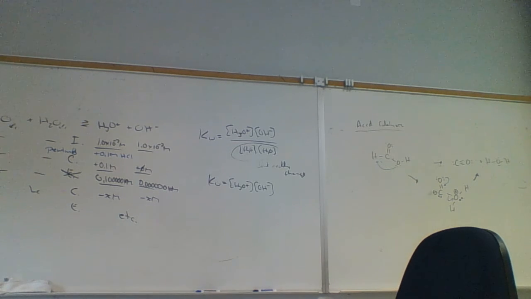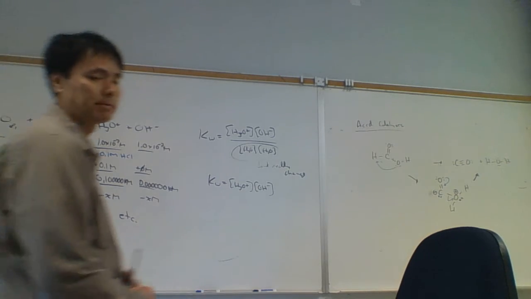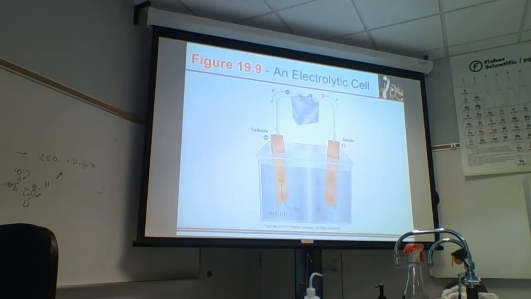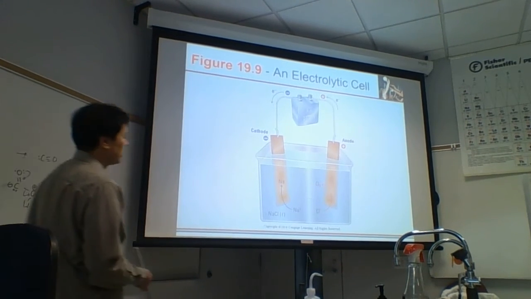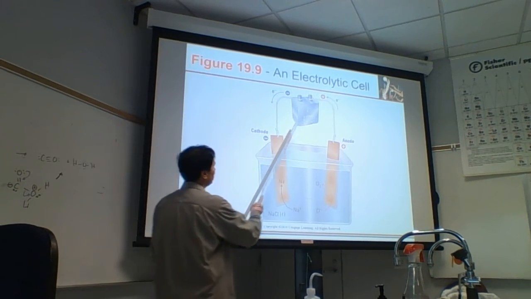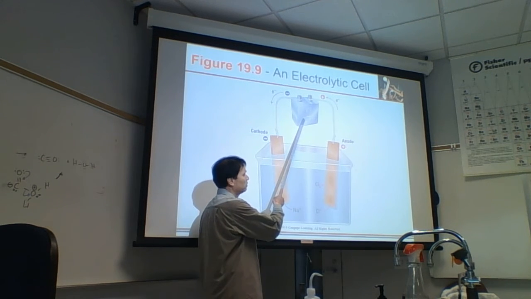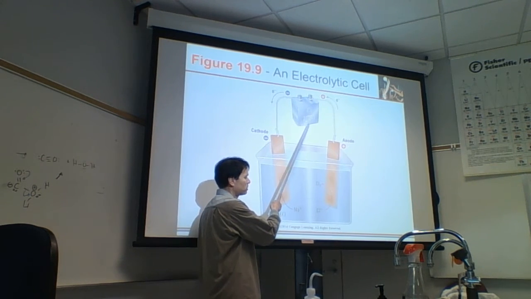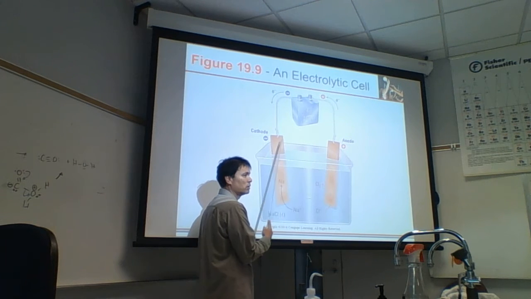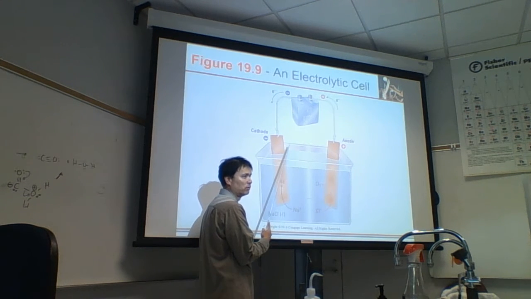All right, so that's your introduction to batteries. This is a different kind of cell. A battery is called a voltaic cell. The other kind of cell is called an electrolytic cell. In an electrolytic cell, what we're doing is we're using a battery, or an electrical power source, to force electrons in the reverse direction.